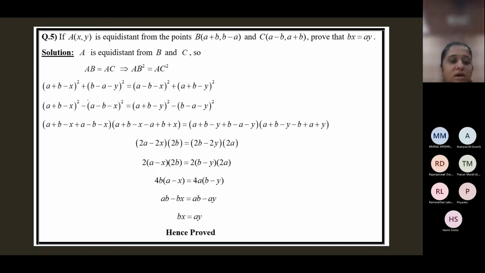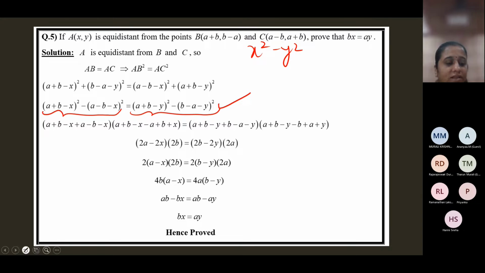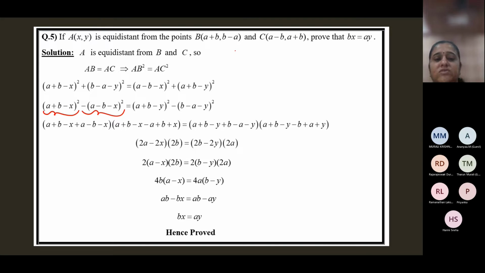So now what happens when you do this? Now this is a difference of 2 squares. This one is also a difference of 2 squares, like X square minus Y square. What is X square minus Y square? X plus Y into X minus Y.